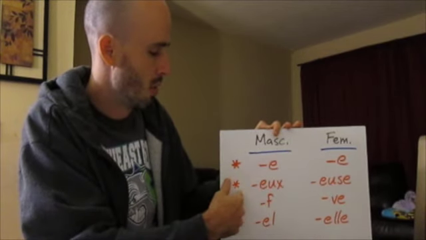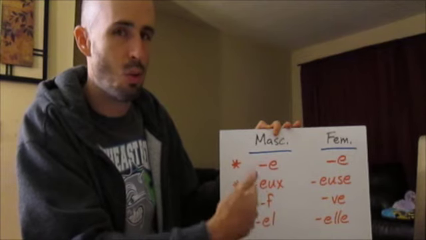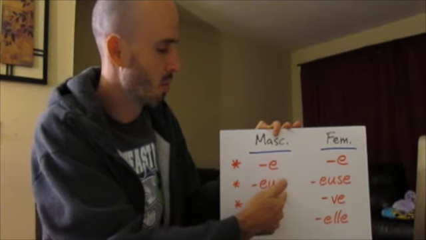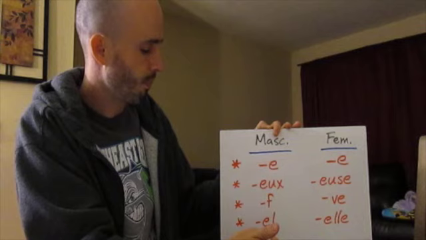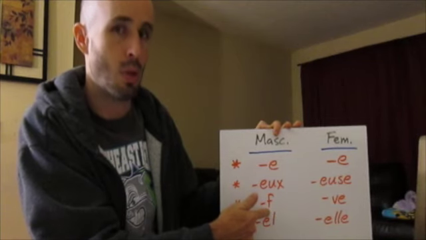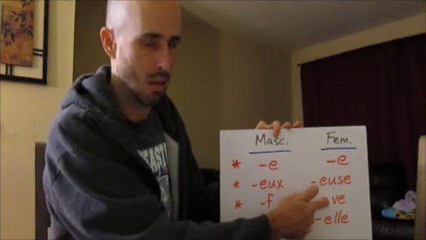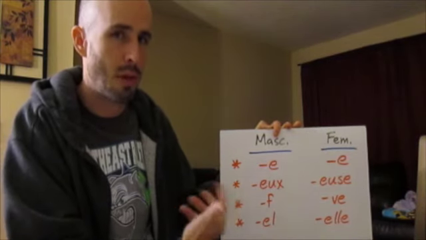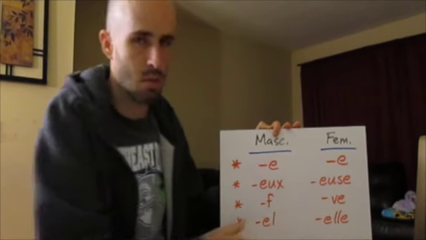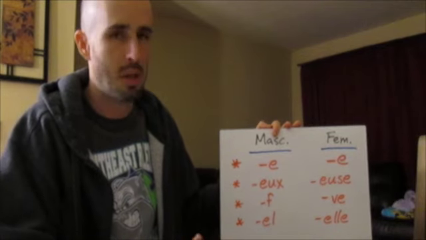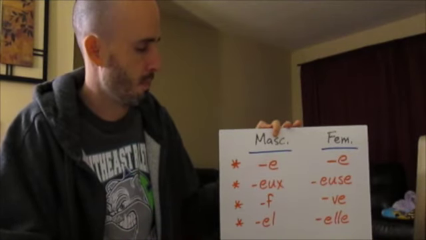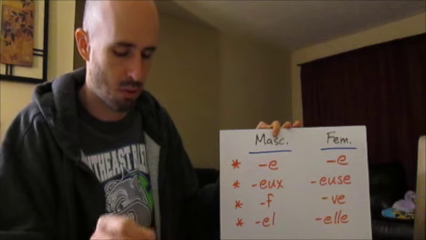The next group will be the adjectives whose base form ends in EUX. For them, you get the feminine form by changing EUX to EUSE. The next group are the ones whose base form ends in an F. For them, the feminine form ends in VE. And finally, we've got those whose base form ends in EL. Their feminine forms end in ELLE. Of course, there are many other groups and many other irregular adjectives. I'm not worried about those right now. Let's just take these four.